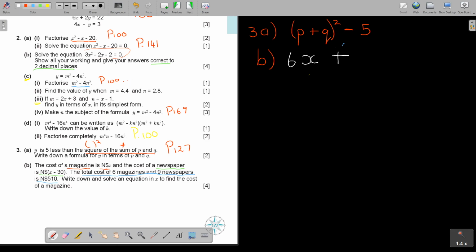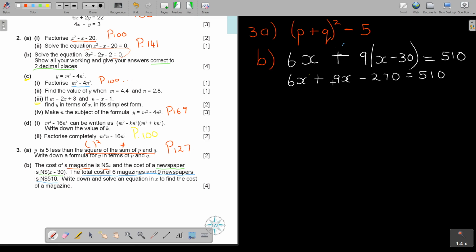And total means I'm going to add. And 9 newspapers. Now, what is the cost of a newspaper? It's x minus 6. So it's 9 times x minus 30. And then they give you the total. So they give you this, it's an equation now. And that's 510. And now write and solve. So then I just start. And I'm just going to multiply out.